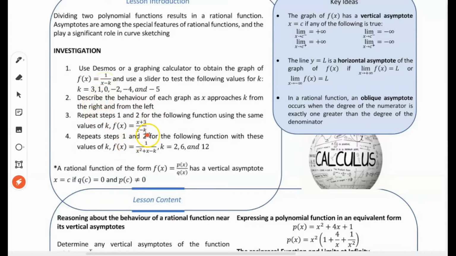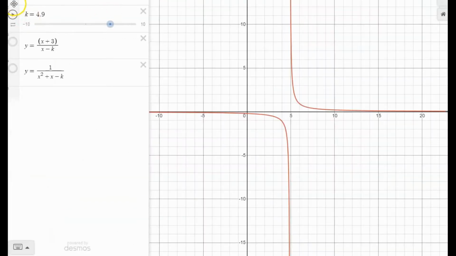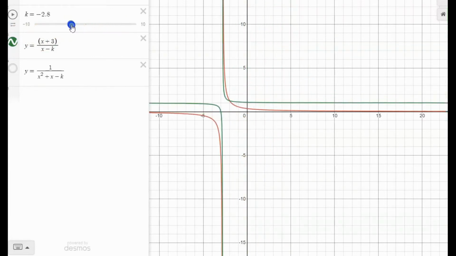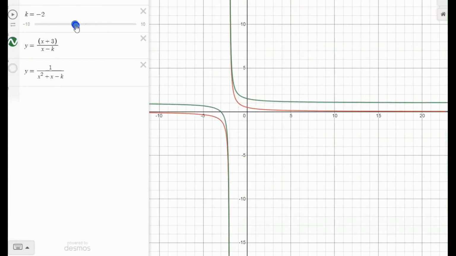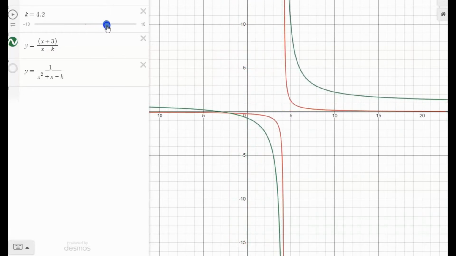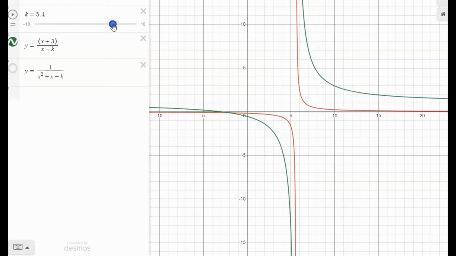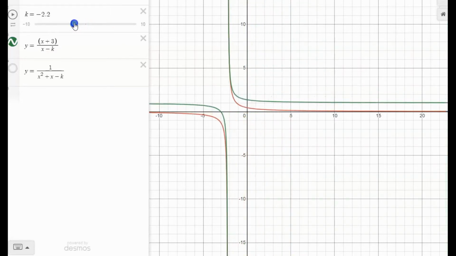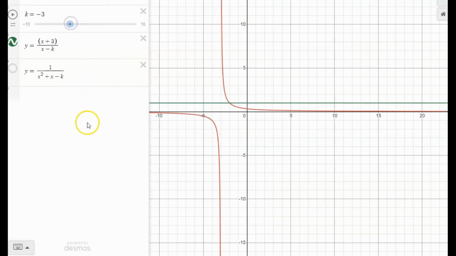We can look at another function like this one, x plus 3 over x minus k, and I'll change the value of k. That's going to be the green one here. You can see what's happening. Same thing, as k increases, we're still going to get that vertical asymptote, like so. Then of course, right here, we don't get a vertical asymptote. However, if I go to that point, it is still undefined at -3.